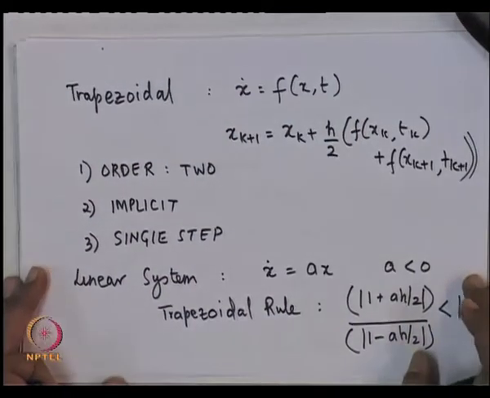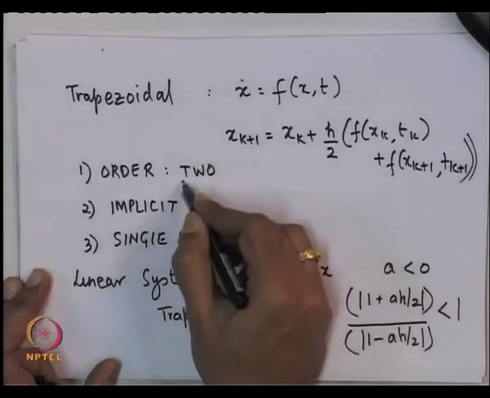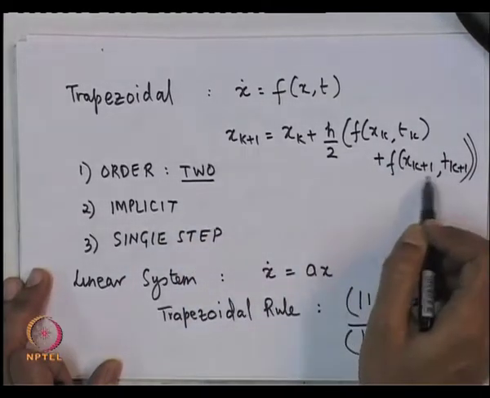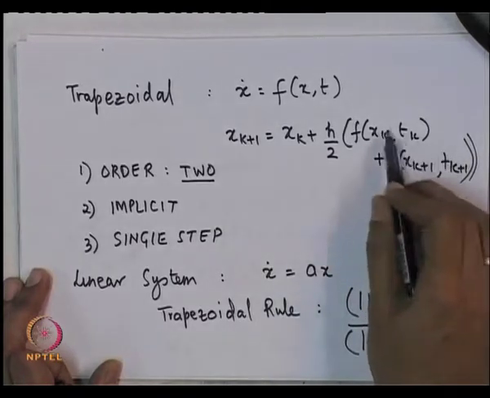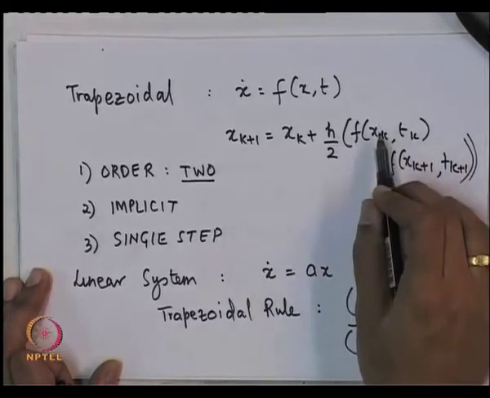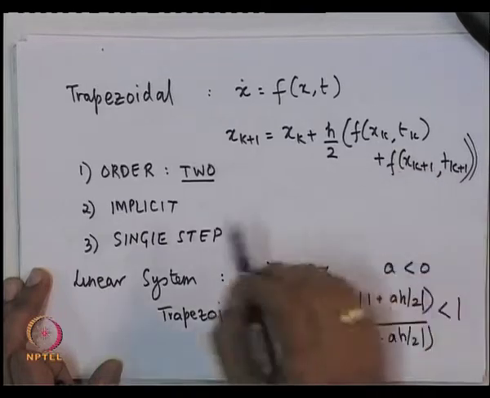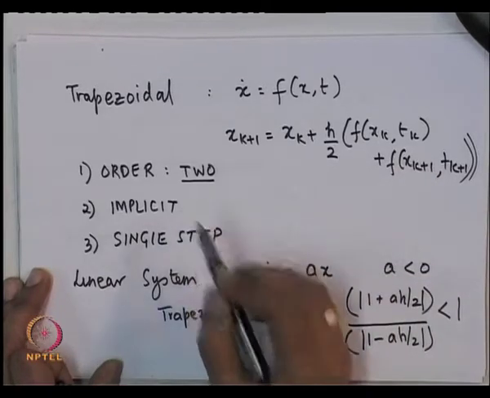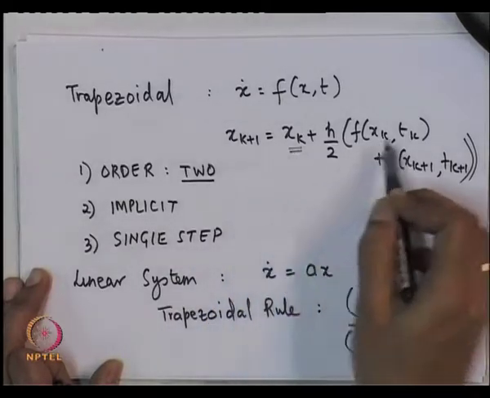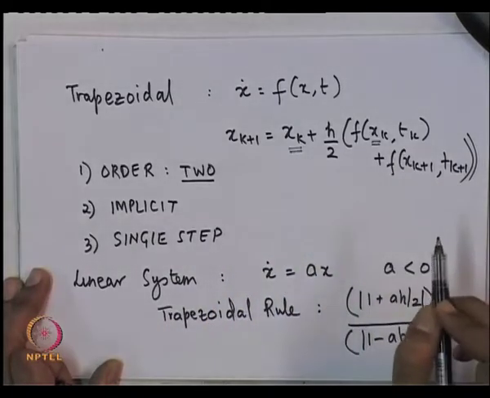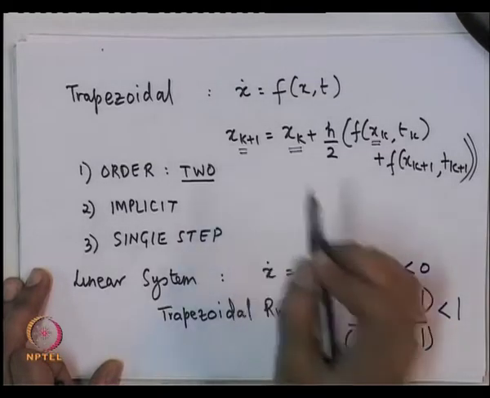Trapezoidal method on the other hand is an order 2 method. The basic algorithm is this, it takes the average of the function evaluation here at the previous point and the new point. It is an implicit method again, and it is a single step method. It requires only the previous value of x in order to get the new value of x.